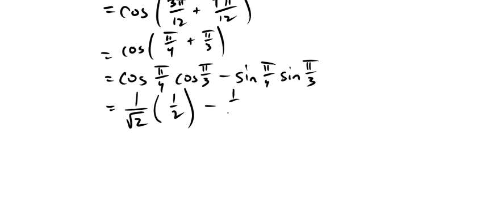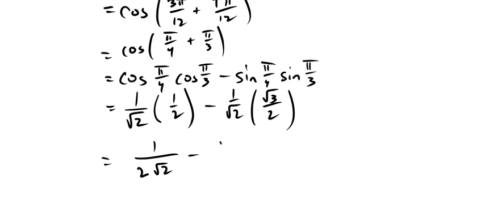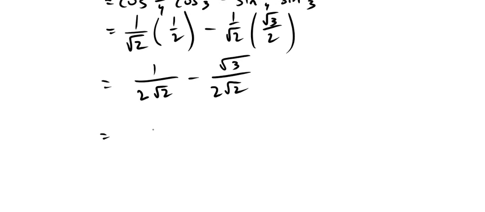Sine of pi by 4 is 1 over root 2. And sine of pi by 3 is root 3 over 2. So that's 1 over 2 root 2 minus root 3 over 2 root 2, which is 1 minus root 3 over 2 root 2. You will see a lot of similar answers coming up over and over again. 1 plus root 3, 1 minus root 3 over 2 root 2, those kinds of things are going to come up all the time.